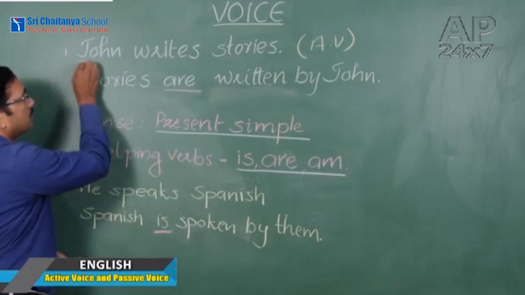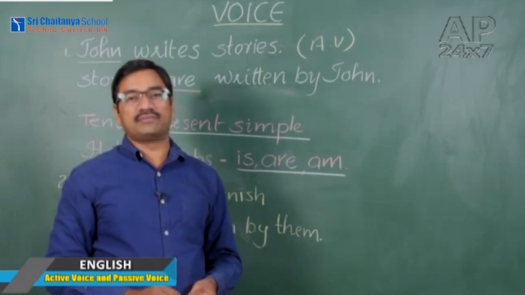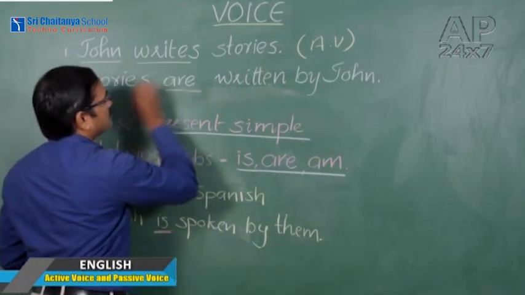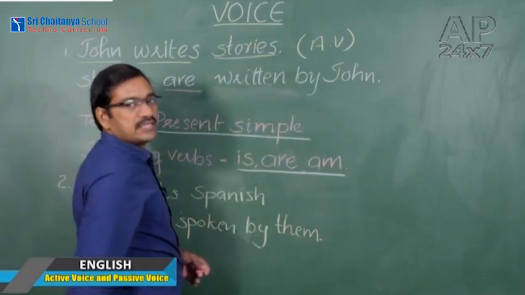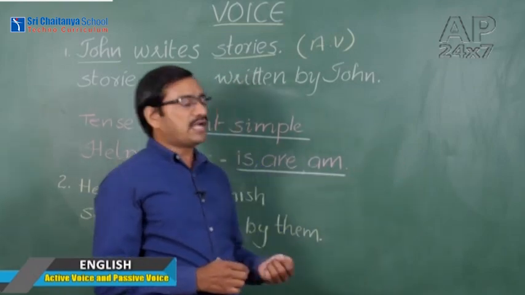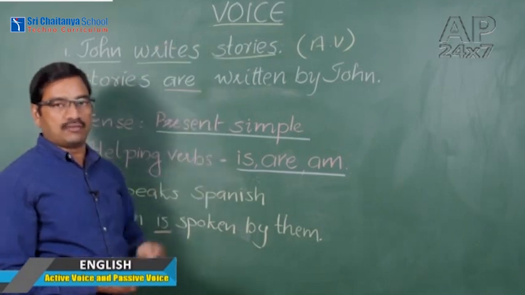Because the doer of the action, John, is doing the work, the subject is active, so this is active voice. John writes stories. Here writes is a verb and stories is the object. Now changing the active into passive, we have to replace the positions of subject and the object.